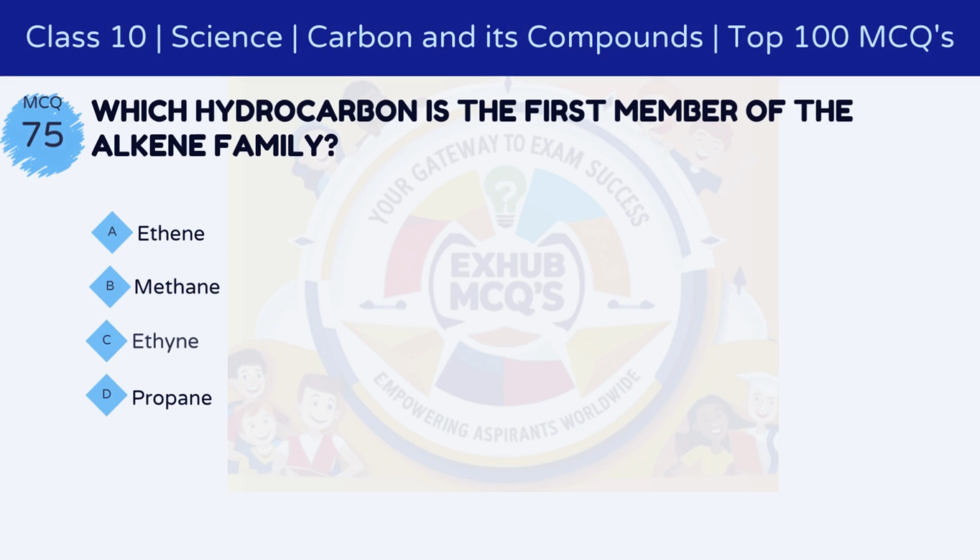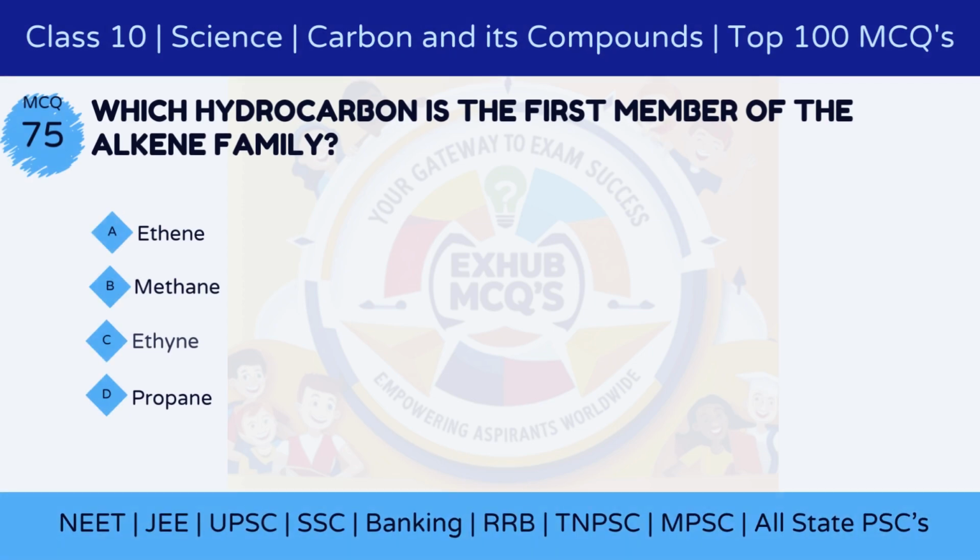MCQ 75. Which hydrocarbon is the first member of the alkene family? Option A, ethene. Option B, methane. Option C, ethene. Option D, propane.